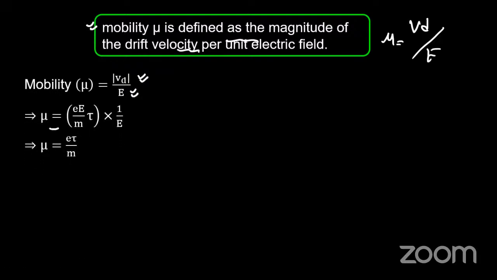Now we will solve this. This is mu, the drift velocity is this value, this is 1 upon E. So the net answer which you will get is this.